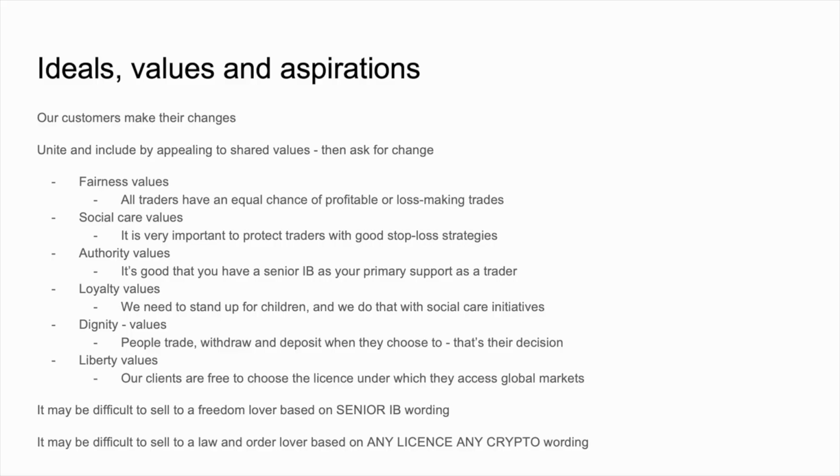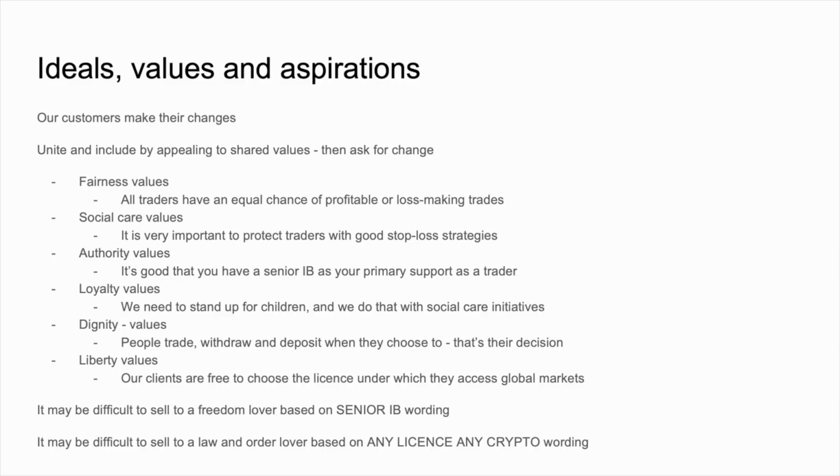Take it in two steps. First of all, create the channel of communication by appealing to shared values. Once you have that channel of communication ready, then you can ask for a behavioral change, for a decision that you actually want them to take. Let me take some examples.